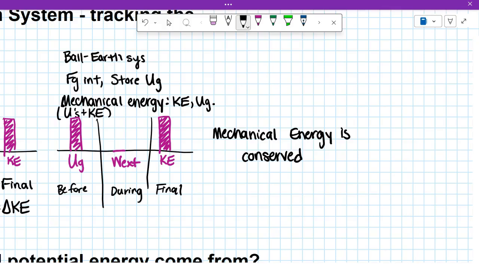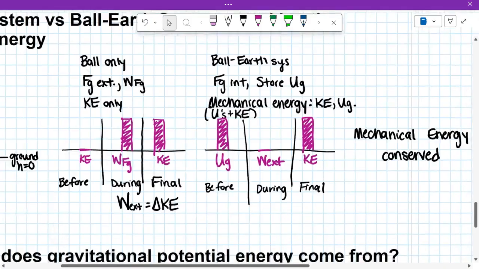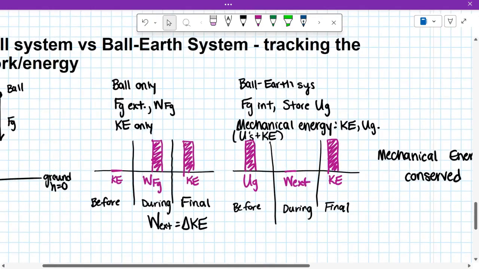We're going to talk more about energy conservation later, but just as a tidbit now. So it's not like any of the heights of the bars are changing. We're just changing where we are saying that kinetic energy is coming from. Is it coming from work done by the force of gravity in the ball only system? Or is it coming from stored energy in the ball earth system? Same amount of energy, same result.